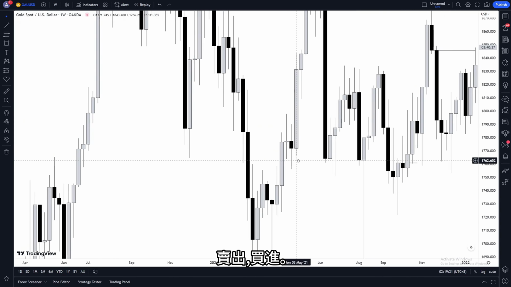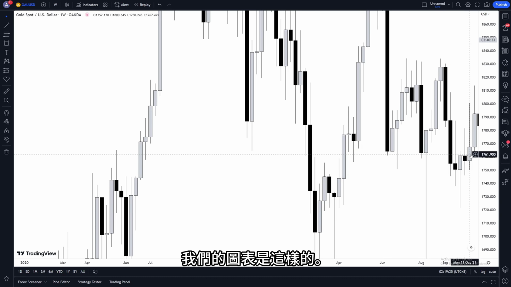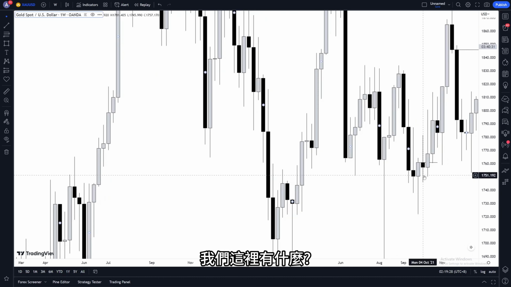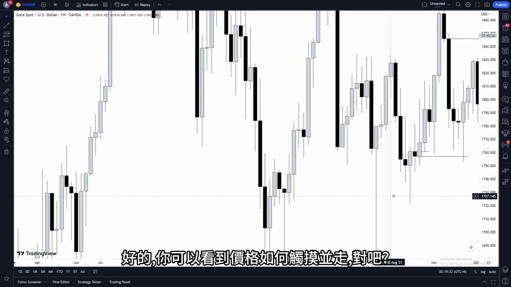What do we have here? Sell, buy. So let's assume our charts were like this. Sell, buy. What do we have here? Support. So we go and draw that in. And you can see how price touches and goes, right?